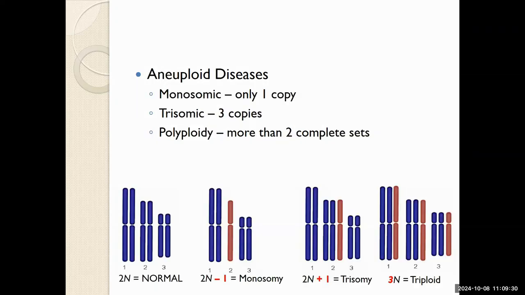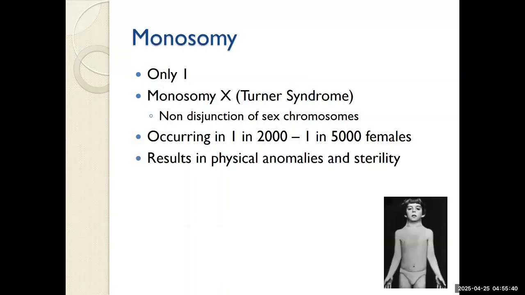There are a number of aneuploid diseases: monosomy, where an individual only gets 1 copy of a chromosome; trisomy, where they get 3 copies of a chromosome; and polyploidy, which results in 3 complete sets of the genome. There is only one viable monosomy known to existence, monosomy X, also known as Turner syndrome. This is the result of non-disjunction of sex chromosomes.